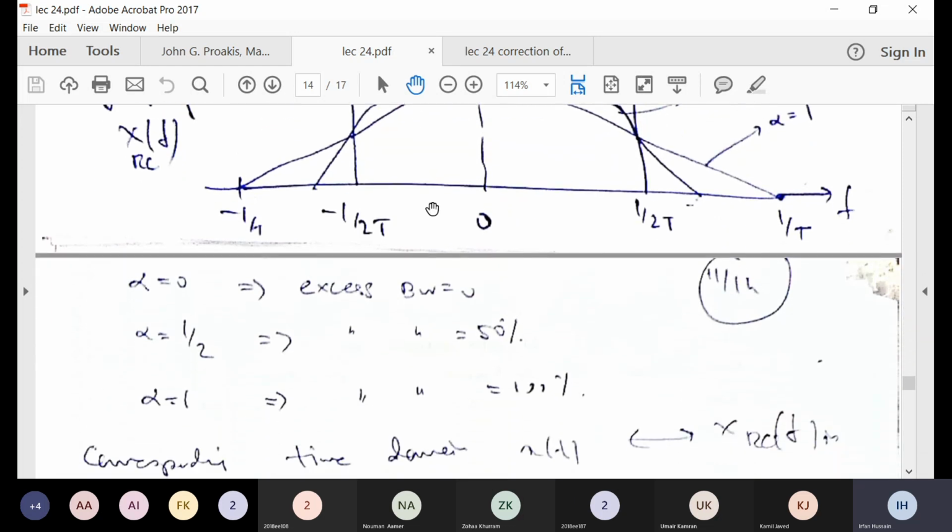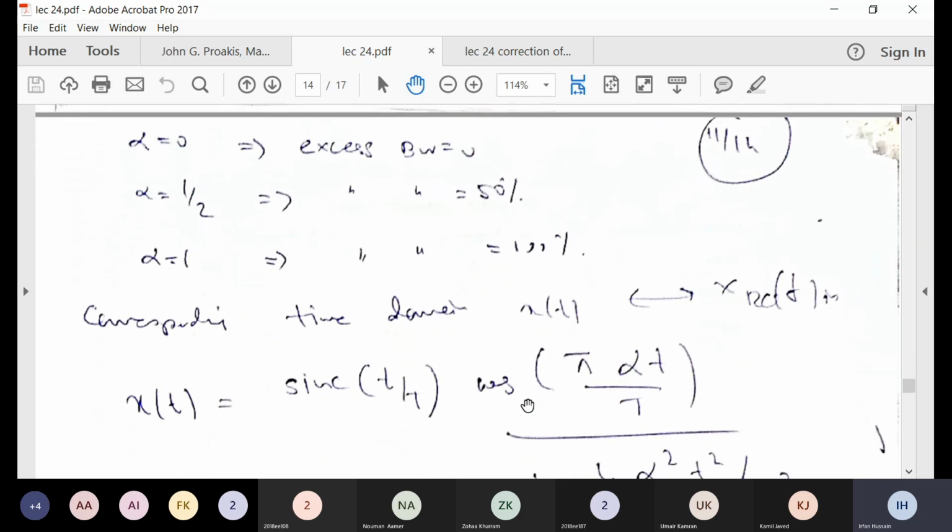Excess bandwidth: for alpha 0, the bandwidth is 1 over 2t, the same as Nyquist, so there is 0 excess bandwidth. But for alpha half, you will have half excess bandwidth. For alpha equal to 1, you will have 100% excess bandwidth. Previously the Nyquist bandwidth is 1 over 2t, but now you are requiring 1 over t, so you are requiring the same amount of extra bandwidth. That is why the excess bandwidth is 100%.